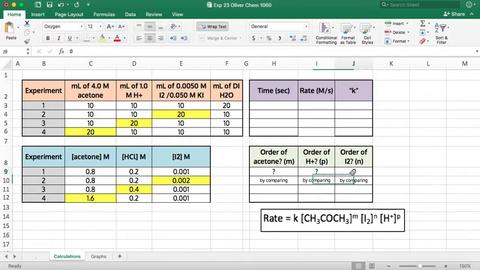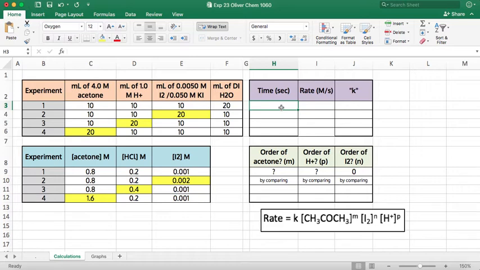Okay, now let's confirm first that the order, the exponent of I2, which is n, let's confirm that that's 0. So, baseline is, well, actually, can't do that yet. Sorry, got ahead of myself. Backing it up.